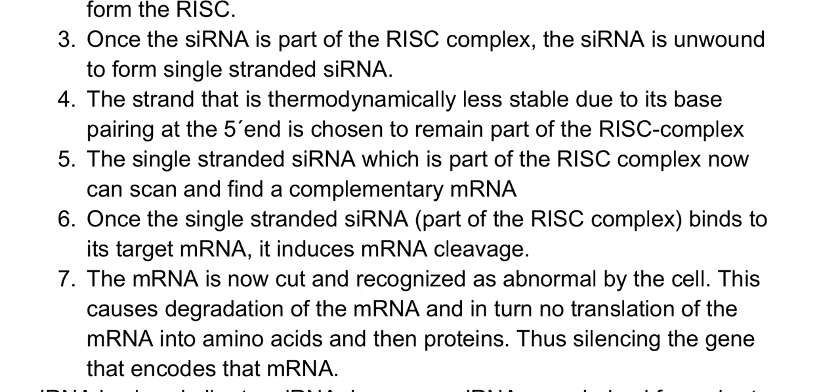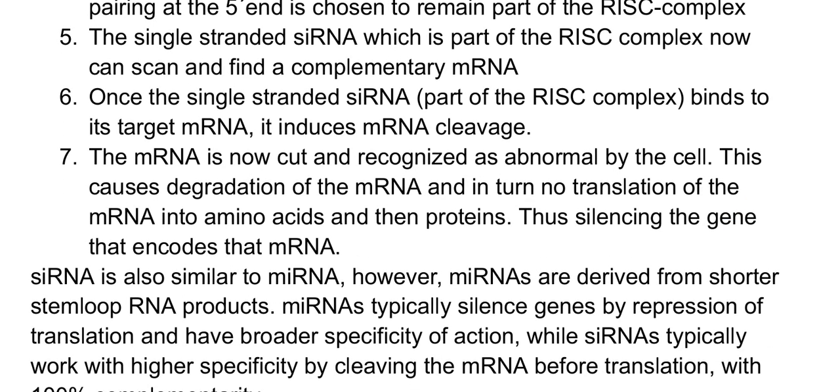Once the single-stranded siRNA part of the RISC complex binds to its target mRNA, it induces mRNA cleavage. The mRNA is now cut and recognized as abnormal by the cell. This causes degradation of the mRNA and in turn no translation of the mRNA into amino acids and then proteins, thus silencing the gene that encodes that mRNA.